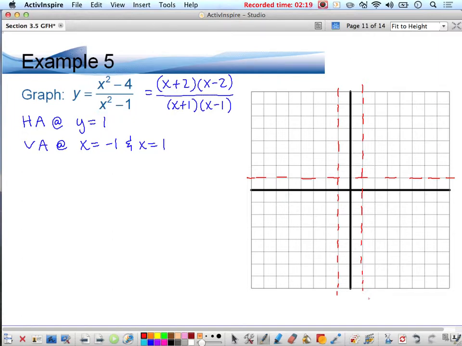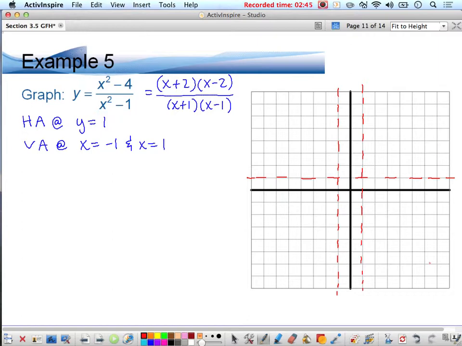Ignore the horizontal asymptote for a minute. Vertical asymptotes divide the graph into sections. So this graph has 3 sections. It has a section here, and then it has the section that's between the 2 vertical asymptotes, and then it has the section to the right. So we call it left, middle, right. Do you guys understand that? Yes? Okay, so left, middle, right.